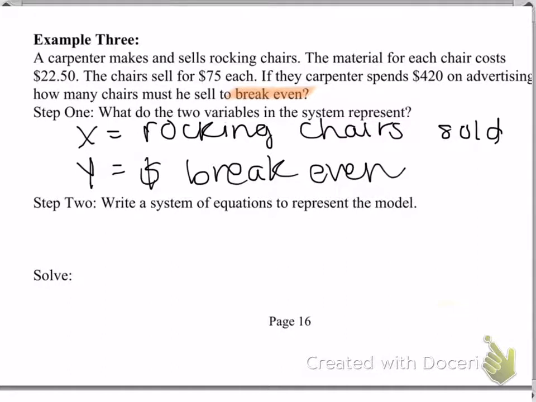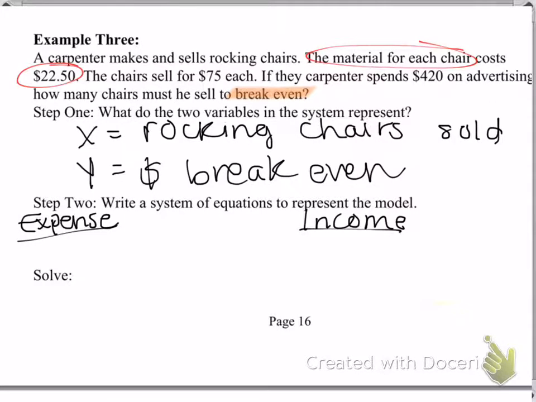So to write those two systems, remember you have your expense and you have your income. So he spends, let's see, going back to the problem, the material for each chair cost $22.50, and he did $420 on advertising. So that's y equals 22.5x plus 420. And then he sells each of them for $75 each. So that's y equals 75x.